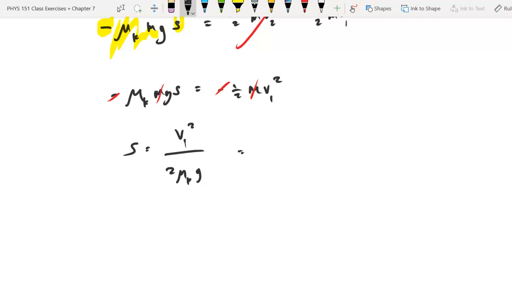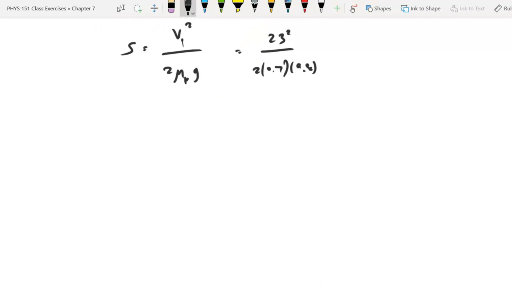If you do Newton's laws and kinematics and you leave it algebraic instead of plugging in numbers, you will get exactly this. So I encourage you to do that on your own. Or actually, you'll probably call it delta x using the kinematics, but it's the same thing as the displacement. So now plugging this stuff in, V1 was 23 squared divided by 2 times 0.7 times 9.8. And we end up with this displacement here of 38.56 meters. That's how far it travels.